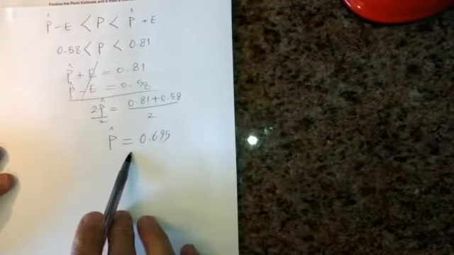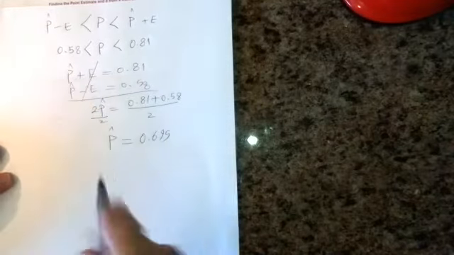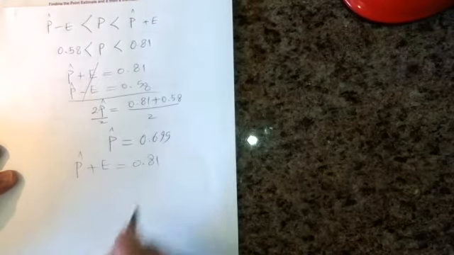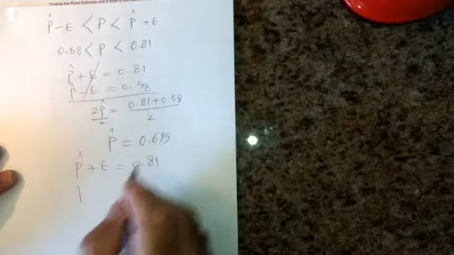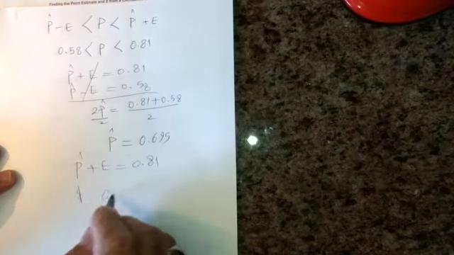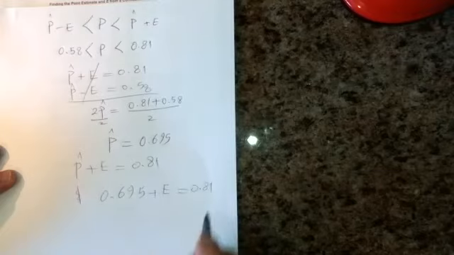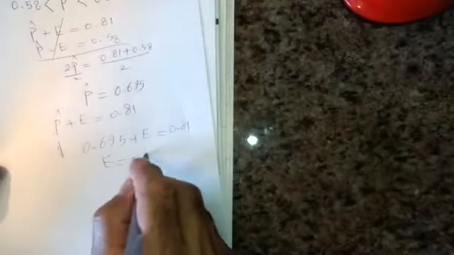When you find it, then you could just use the top equation. You know that p hat plus e is 0.81. So you already have p hat is 0.695 plus e is 0.81. And that gives you the value of e that they found here for you, 0.115. Okay? So this is the type of problem where you already have the answers and you want to find p hat and the margin of error.